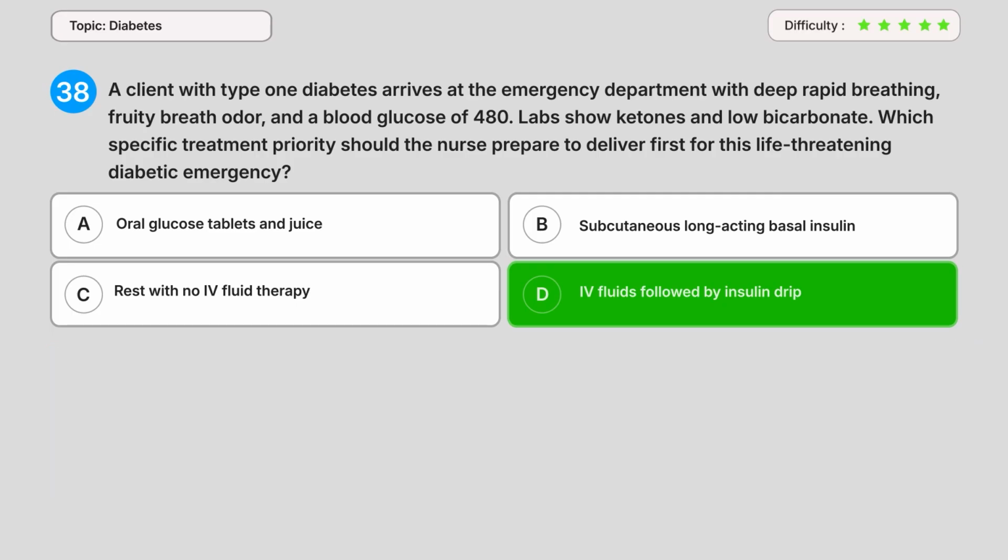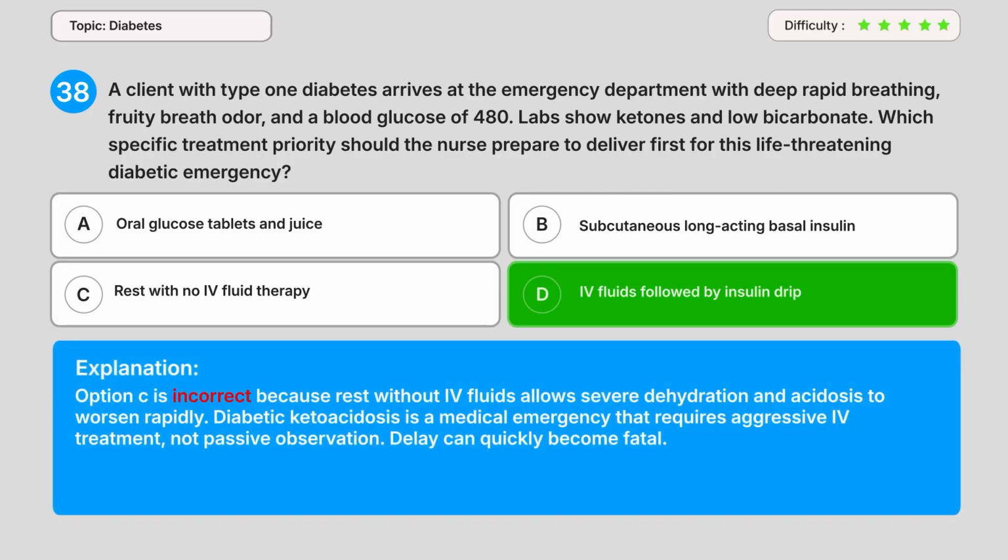Option C is incorrect because rest without IV fluids allows severe dehydration and acidosis to worsen rapidly. Diabetic ketoacidosis is a medical emergency that requires aggressive IV treatment, not passive observation. Delay can quickly become fatal.